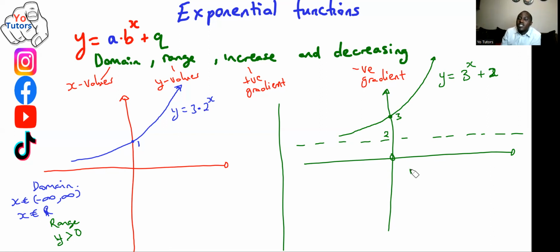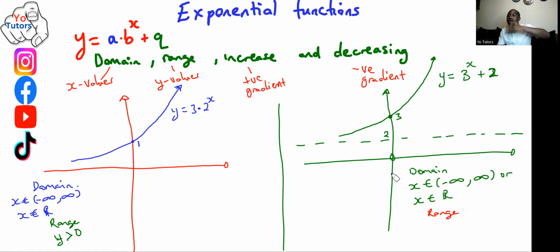So in this case, the domain remains the same, it does not change: x element of negative infinity to positive infinity, or you can say x element of real numbers. Then what about the range? Let's talk of the range. You're going to find your y values only above 2.